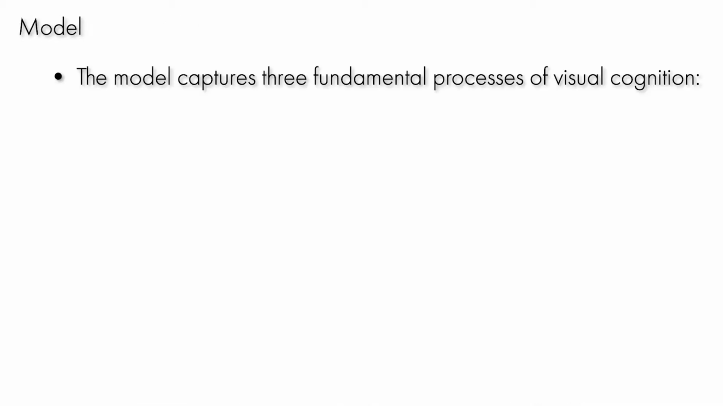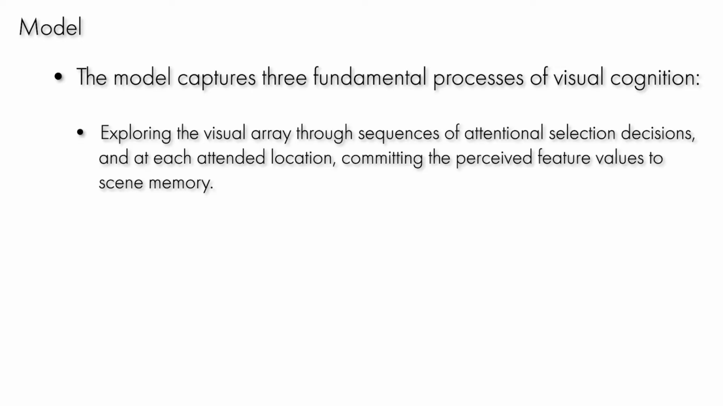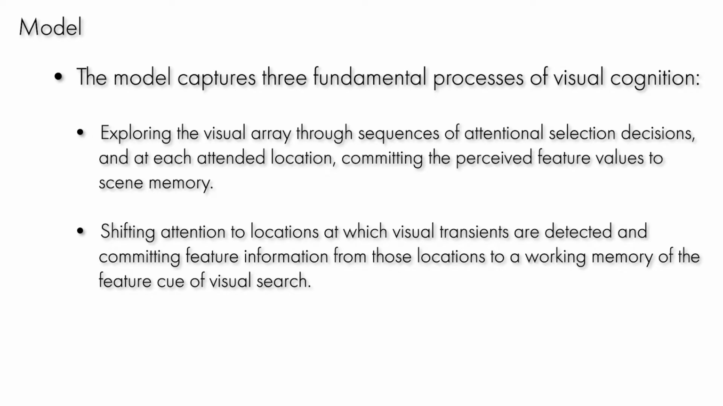The model captures three fundamental processes of visual cognition. First, exploring the visual array through sequences of attention selection decisions and at each attended location, committing the perceived feature values to scene memory. Second, shifting attention to locations at which visual transients are detected and committing feature information from those locations to a working memory of the feature cue of visual search.